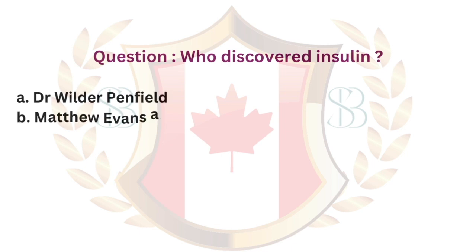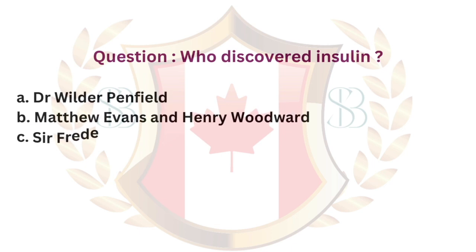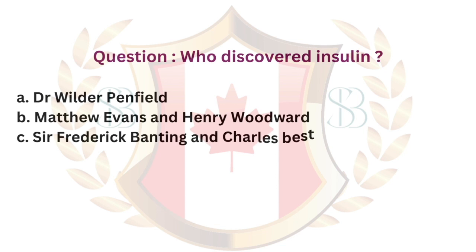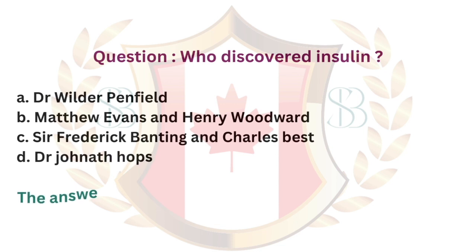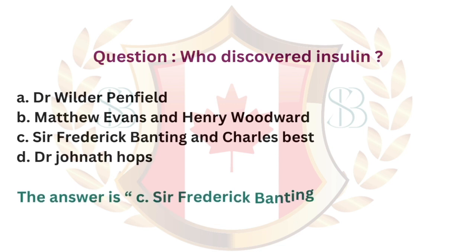Question. Who discovered insulin? A. Dr. Wilder Penfield. B. Matthew Evans and Henry Woodward. C. Sir Frederick Banting and Charles Best. D. Dr. Jonathan Hops. The answer is C. Sir Frederick Banting and Charles Best.